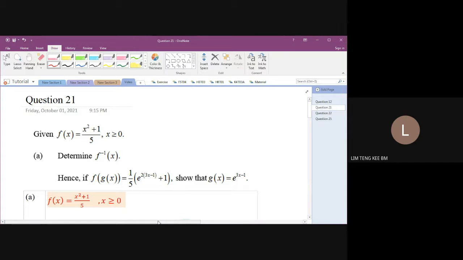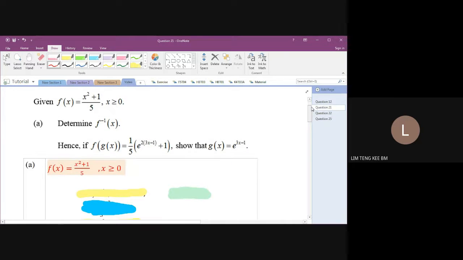Chapter 5, past year, question 21. So in these questions here, you are given a function f(x), which is a quadratic function, with the condition x must be greater than or equal to 0. Then in part A, they ask us to do two things. First, find the inverse of function f, and hence, if I have a composite function fg in such form, show that g(x) is e to the power of 3x minus 1.